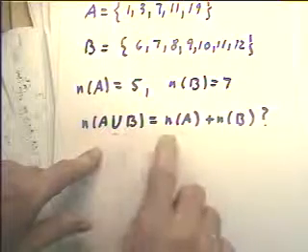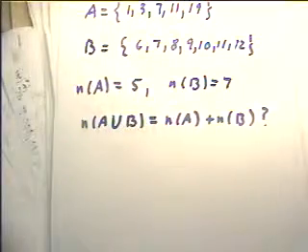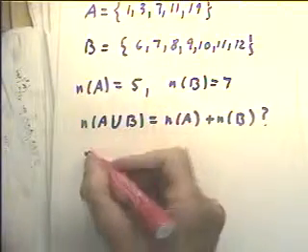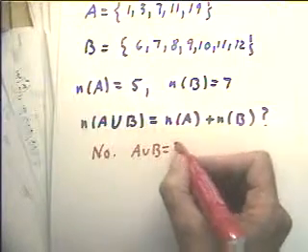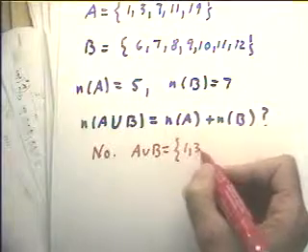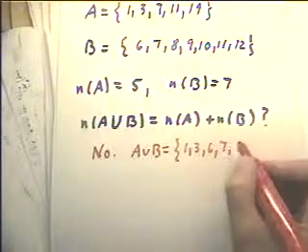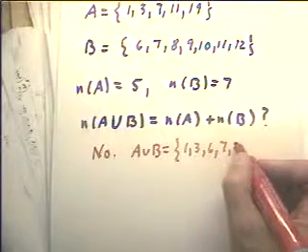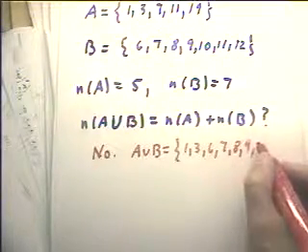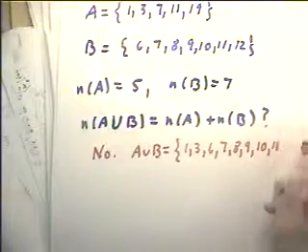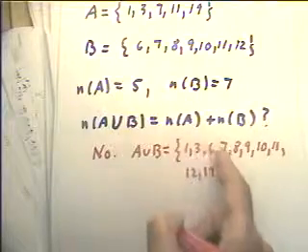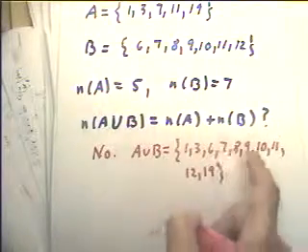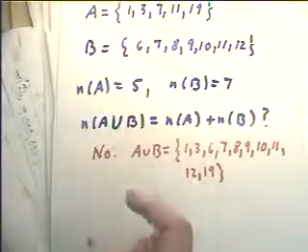Now, if we form the set A union B, and we're testing whether the cardinality of A union B is equal to the cardinality of A plus the cardinality of B, we find that it's not so. Okay, so we say no. A union B consists of what? 1, 3, 6, 7, 8, 9, 10, 11, 12, and 19. That's 1, 2, 3, 4, 5, 6, 7, 8, 9, 10 elements.